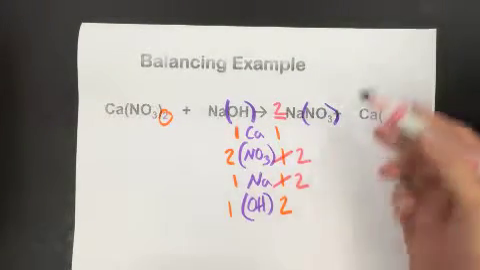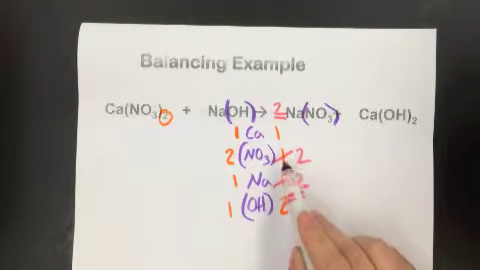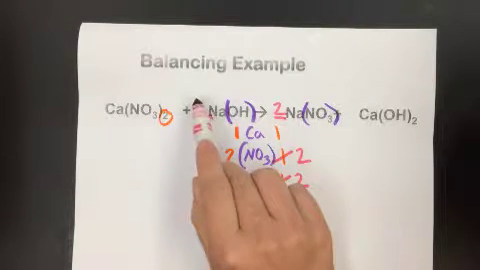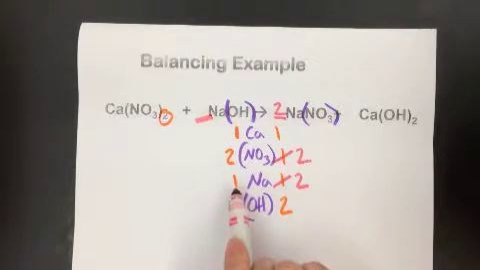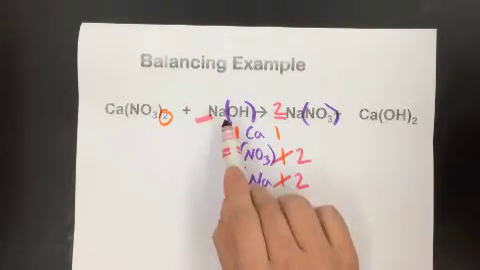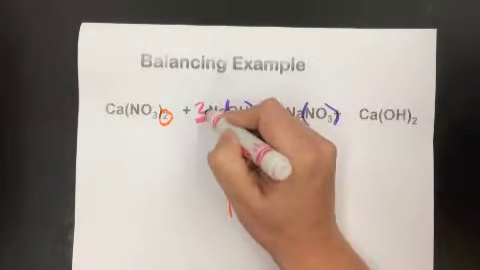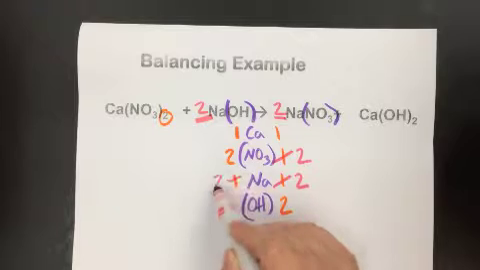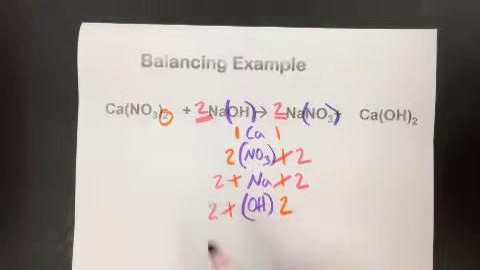Nitrate is good, but in the process of fixing the nitrates, we messed up the sodiums. So we're going to go to this side because this is the side that has the least amount. So what times 1 equals 2? 2. And now we recount. So 2 sodiums, 2 hydroxides. Fixing sodium, we also fix hydroxide, and everything is the same.